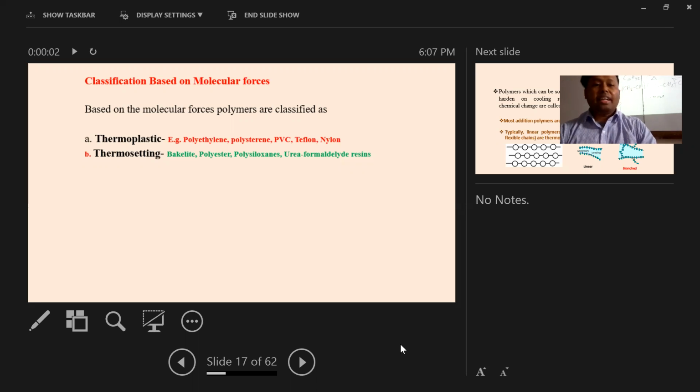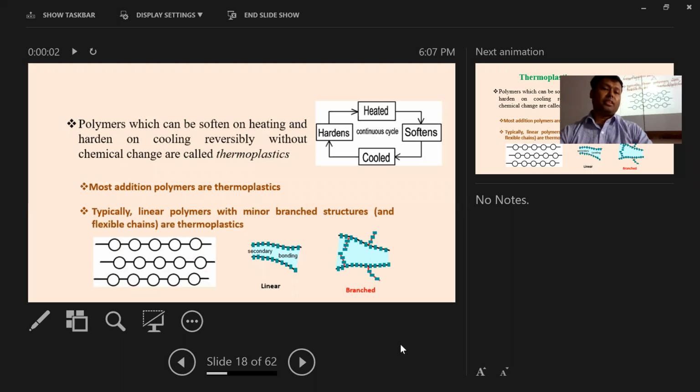So thermoplastic and thermosetting plastic: polymers which can be softened on heating and hardened on cooling.